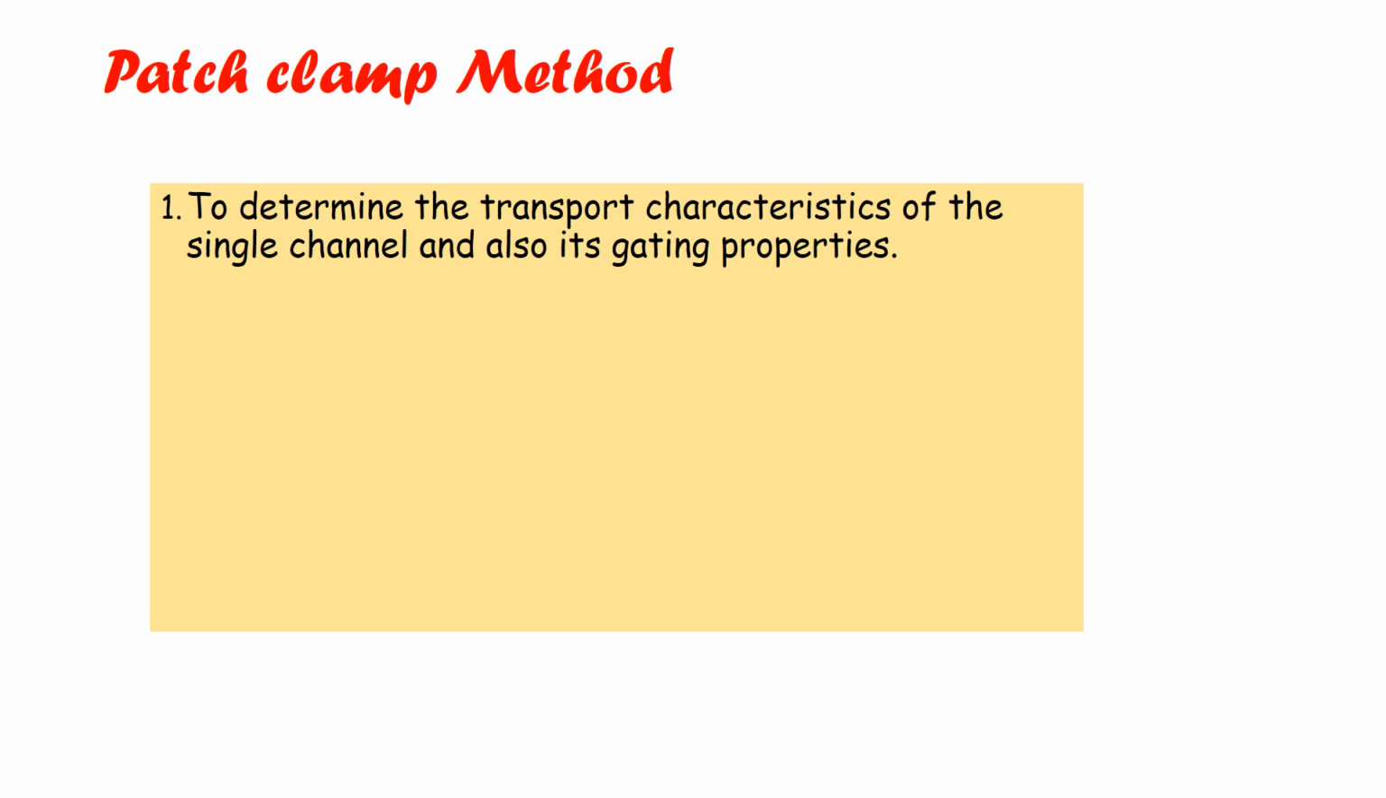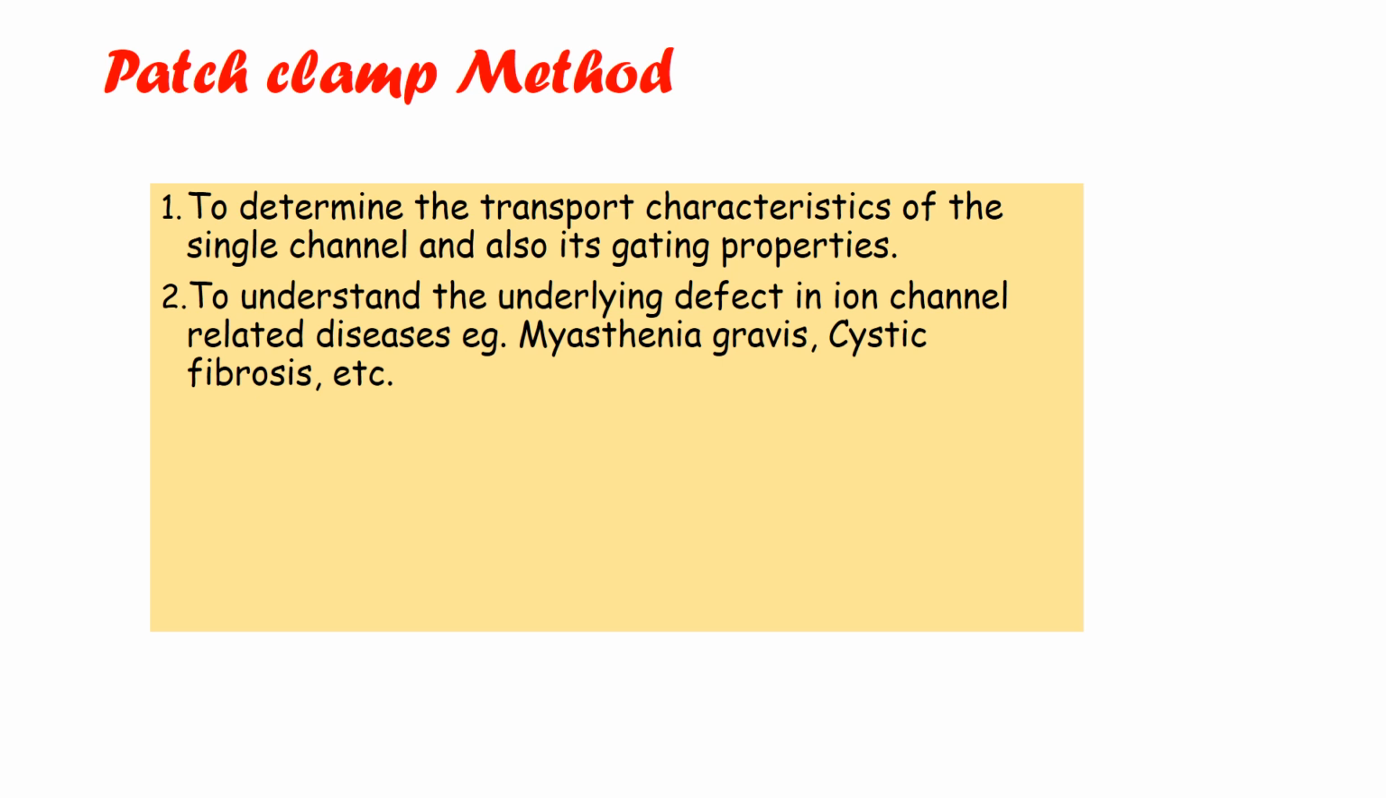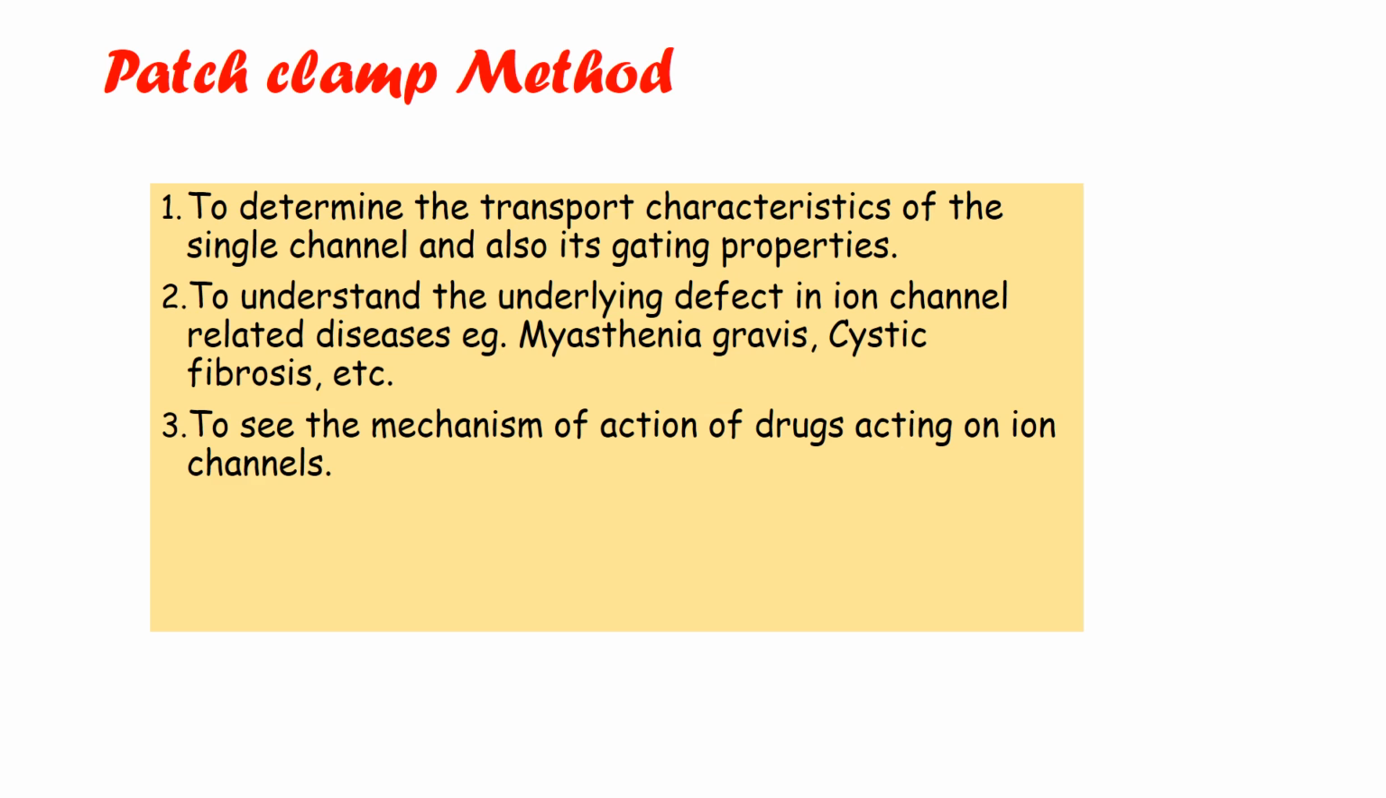The measurement of current through the ion channel is useful in determining the transport characteristics of a single channel, and we can also study the various gating properties of that channel. Then it can also help us to understand certain ionopathies, or the defects that are related to the ion channel. For example, in myasthenia gravis or cystic fibrosis, it is useful. And we can also study the effect of various drugs which act on the ion channels.